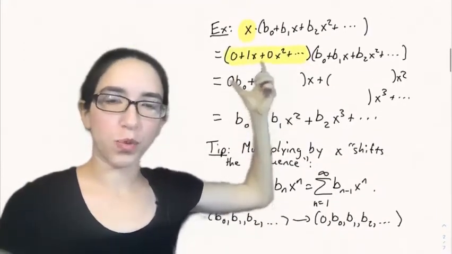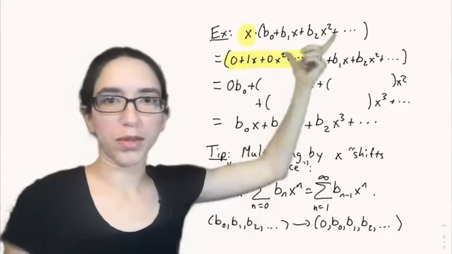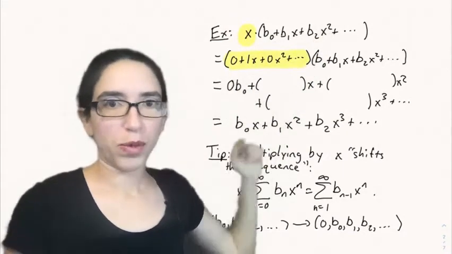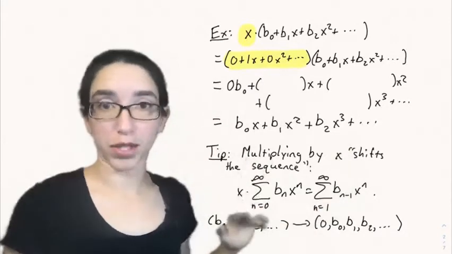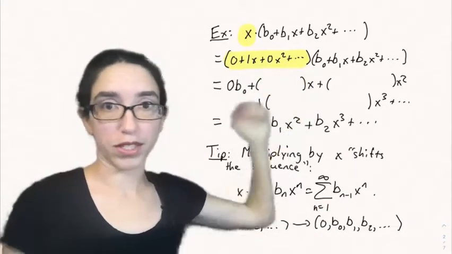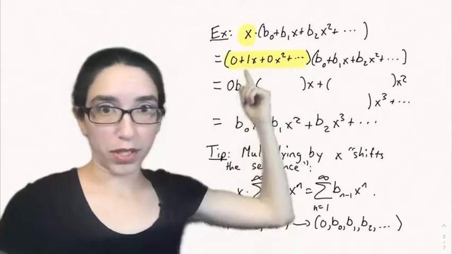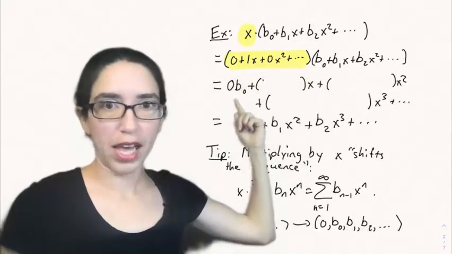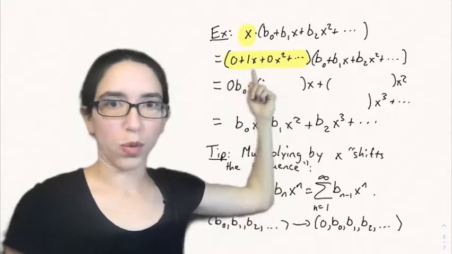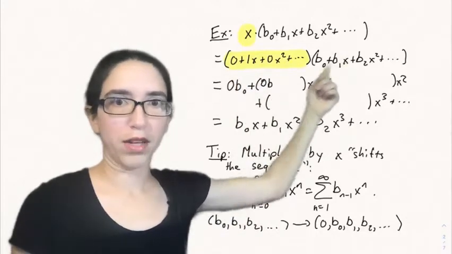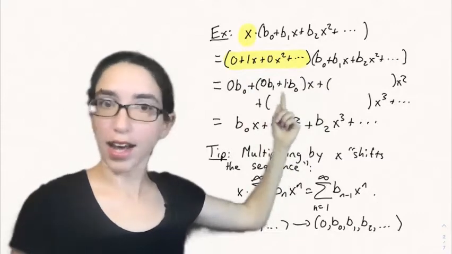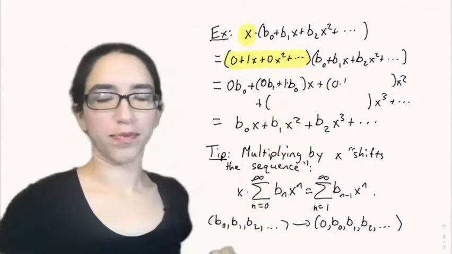And the question is, what happens when we multiply this generating function of the b sequence by x? Well, if we just use the definition of multiplication with this big sequence, 0, 1, 0, 0, 0, first, we multiply the constant terms. We get 0 times b0 for that first term. And then for the second term, we get 0 times b1 plus 1 times b0. Those are all the ways of making an x out of these products.